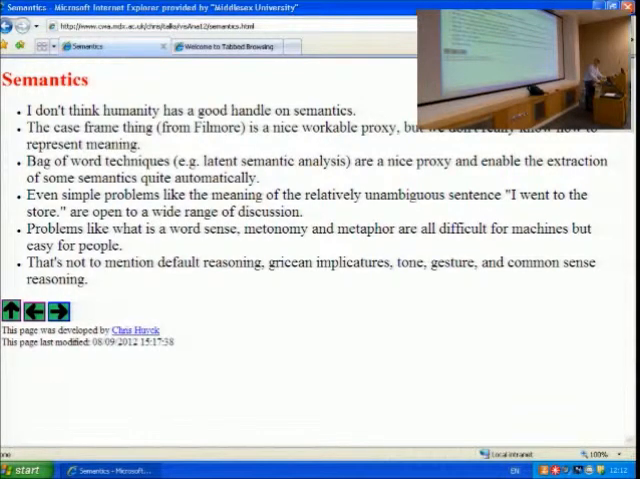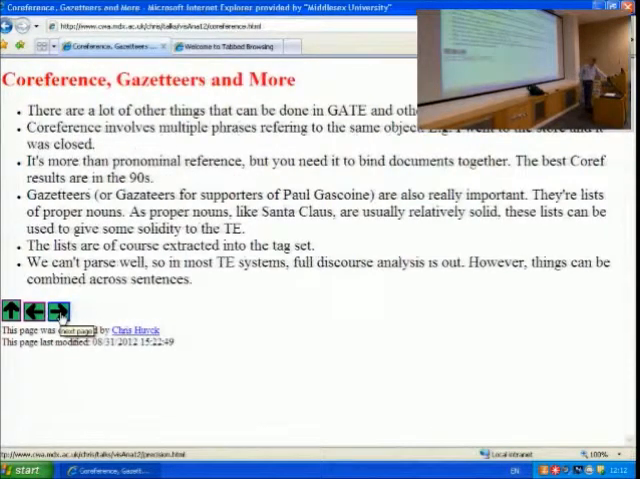But you can make a pretty good guess right off the bat. Your first guess is usually right. Here are some other bits that are important. Co-reference. There are a lot of other things that can be done in Gate and other text extraction systems, and when you do them, they make your system better. Co-reference involves multiple phrases referring to the same object. E.g., I went to the store and it was closed. What was closed? The store was. That's just pronominal reference resolution. But in your document, you've got lots of different ways of referring to something. So the store could be the big store, the closed store, the store I went to yesterday, it, Bob's, or 7-Eleven. Lots of different ways to refer to things.